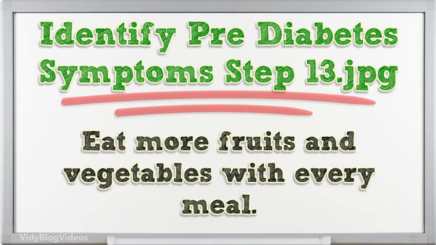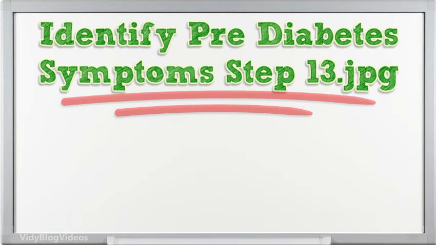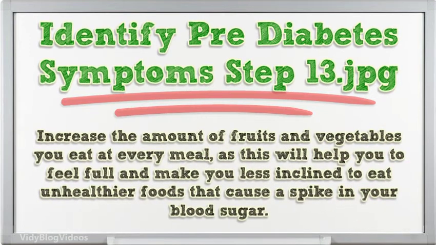Eat more fruits and vegetables with every meal. Increase the amount of fruits and vegetables you eat at every meal, as this will help you to feel full and make you less inclined to eat unhealthier foods that cause a spike in your blood sugar.